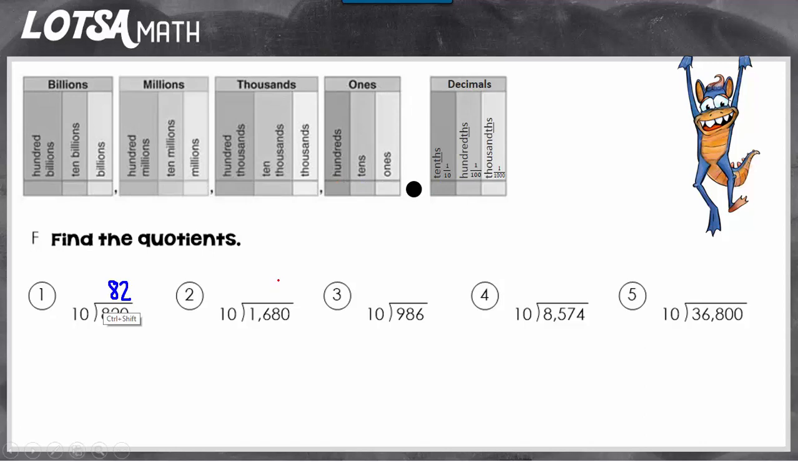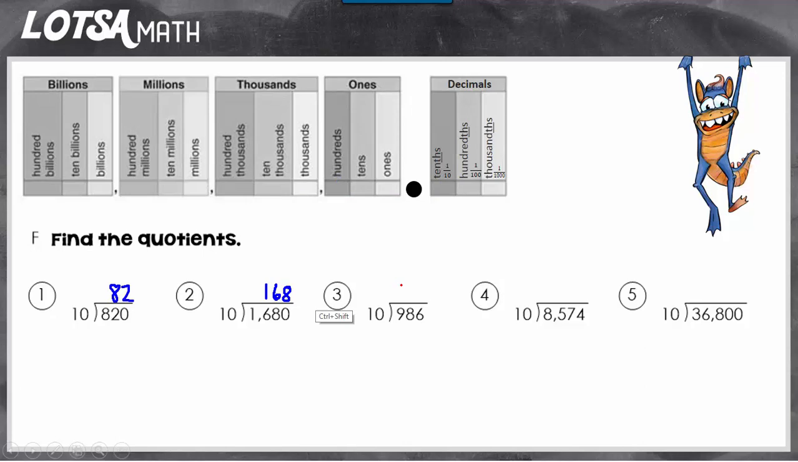So now let's look at number 2. On this one, we have 1,680. To divide it by 10, we just have to divide each digit by 10 by moving each digit one place to the right. So the 0 will move here, the 8 will move here, the 6 will move here, and the 1 will move here. And so now our new value is 168.0, or just 168. So our answer here is going to be 168.